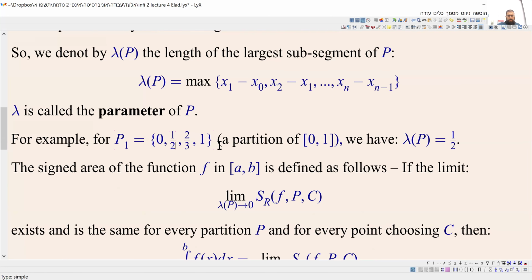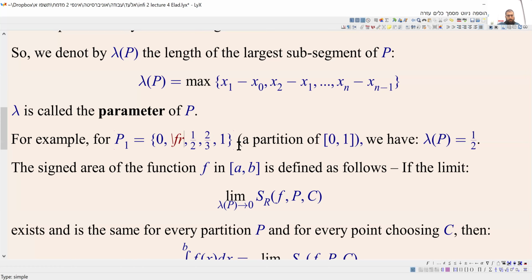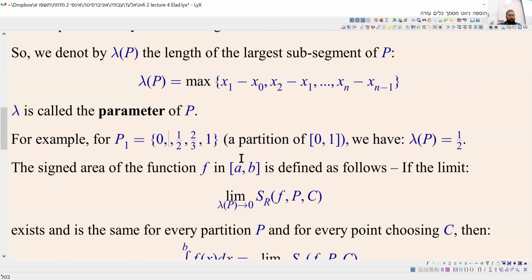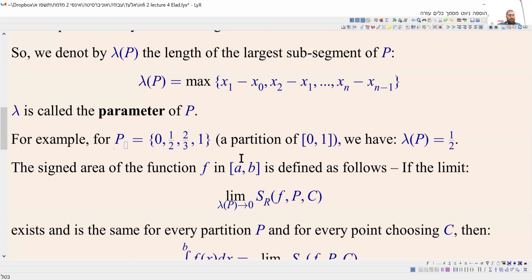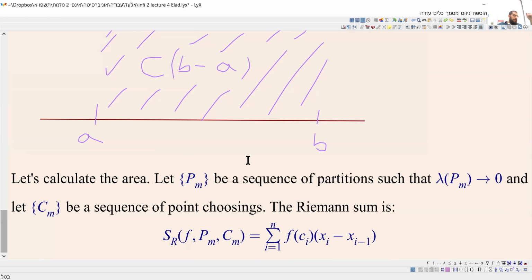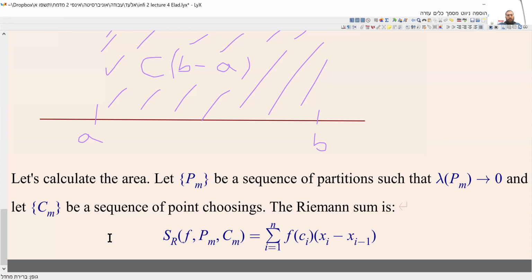And when you add, I don't know, the point quarter, then it is partition 2, etc. Now, partition 2 has 5 points, not just 1 or 2. So it's different indexes. One is the number of elements in the partition, this is n. And one is the place of the partition in the partition sequence. So this is the Riemann sum.